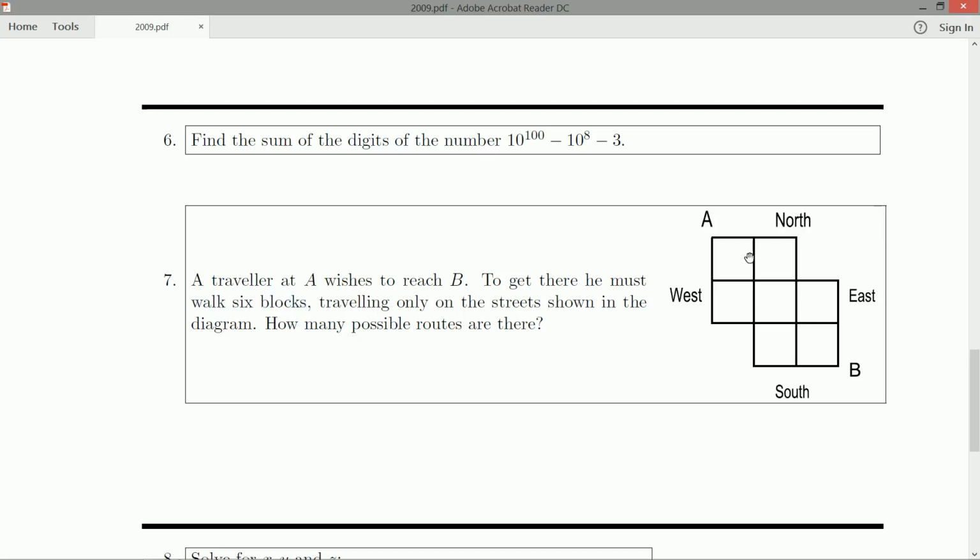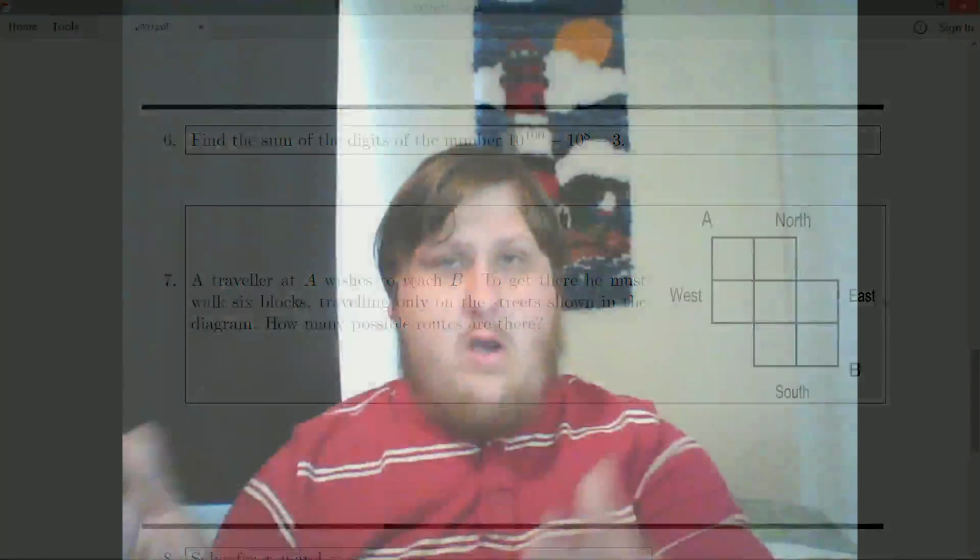6 blocks. The only way he can get from A to B is if he doesn't make any loops or anything, just using 6 blocks. Typically when a question like this pops up, and there are a lot of them out there, he can only go from A to B by walking east and south in this case. But I've seen other ones where it's north and east.